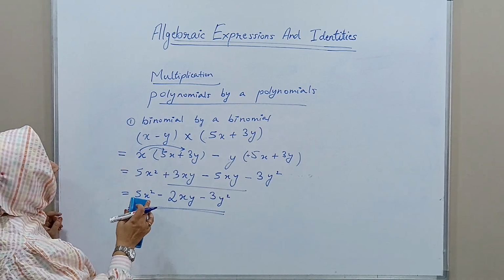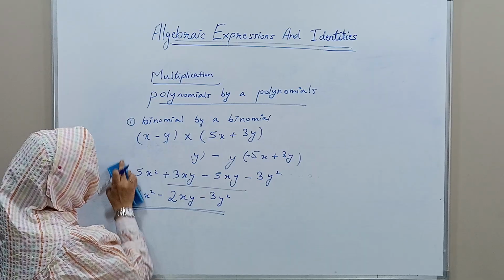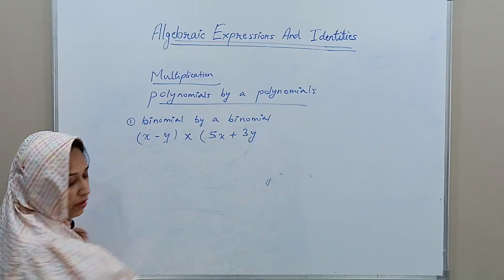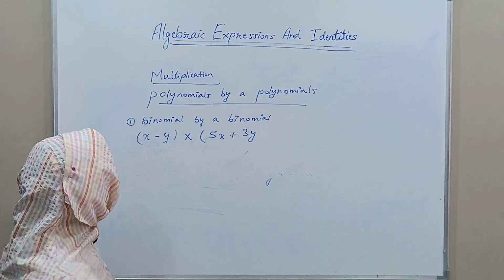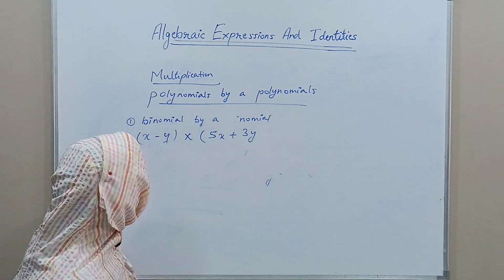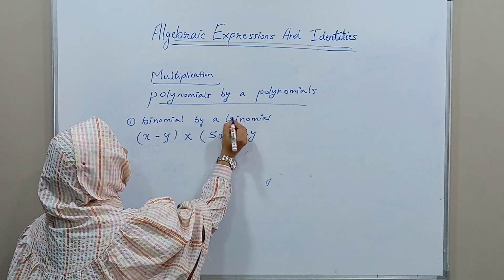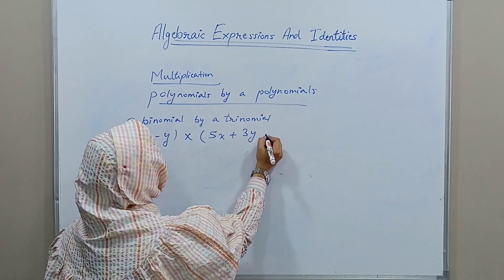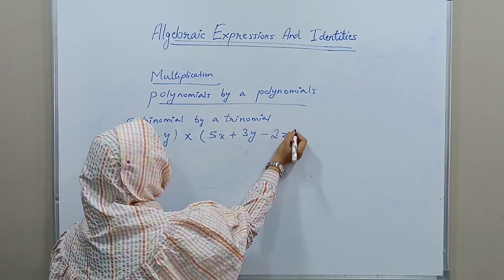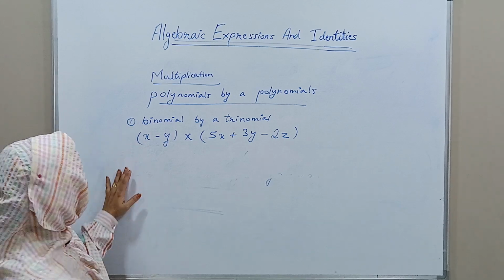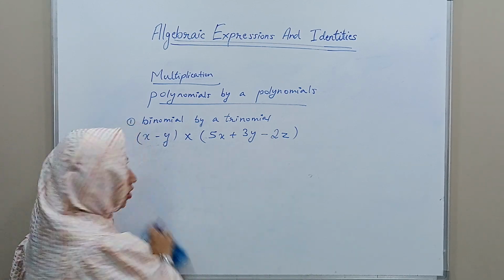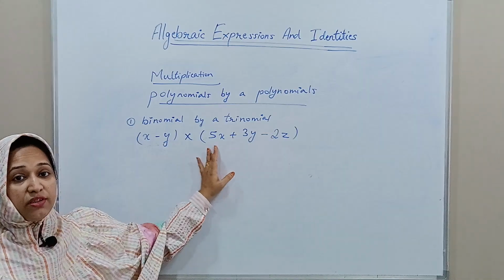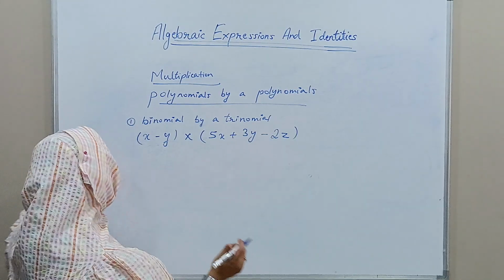Now let us consider multiplying a binomial by a trinomial. So let us just add one more term here and it will become a trinomial. So when we say we have to multiply a binomial, say x minus y, with a trinomial, say 5x plus 3y minus 2z. Okay, now here we have a binomial x minus y. Trinomial is an expression with 3 terms. So here we have 3 terms. 5x is the first term, 3y the second term, and minus 2z the third term.